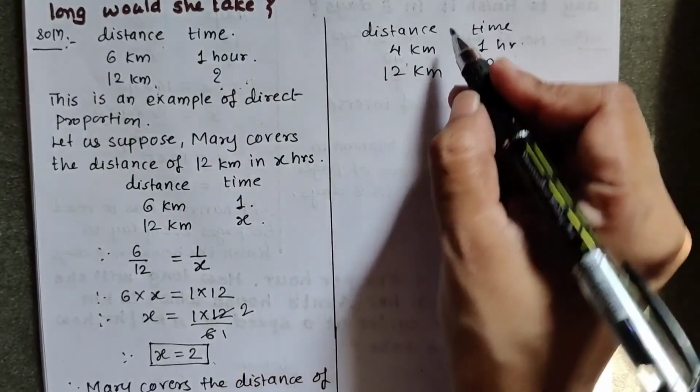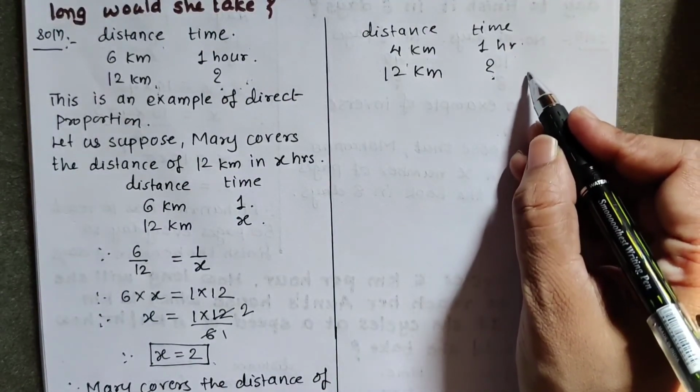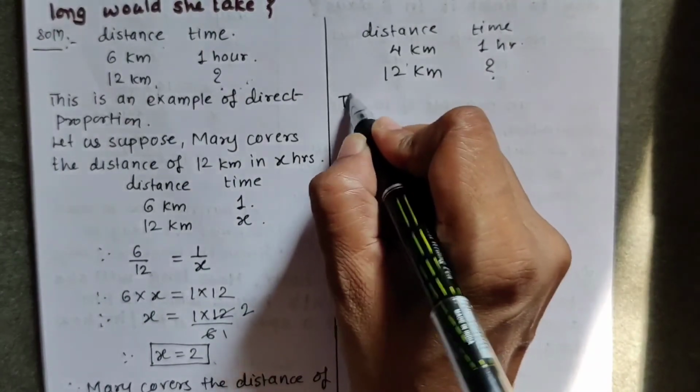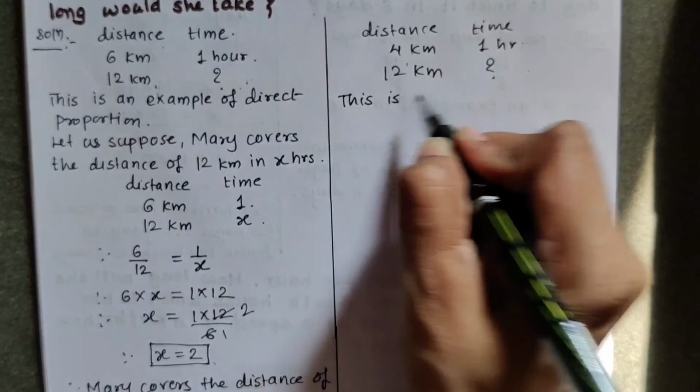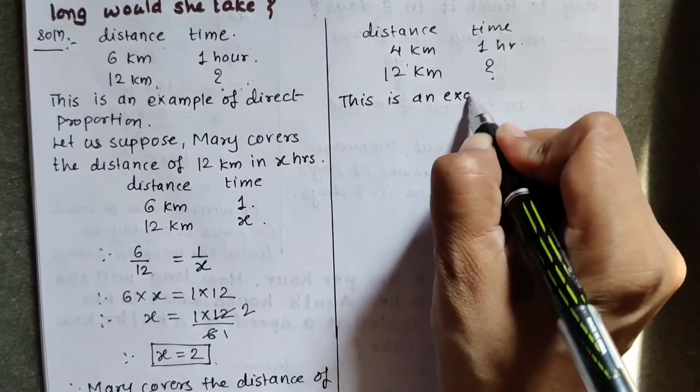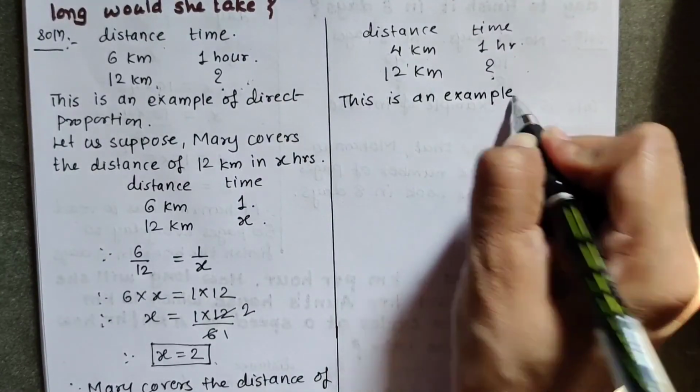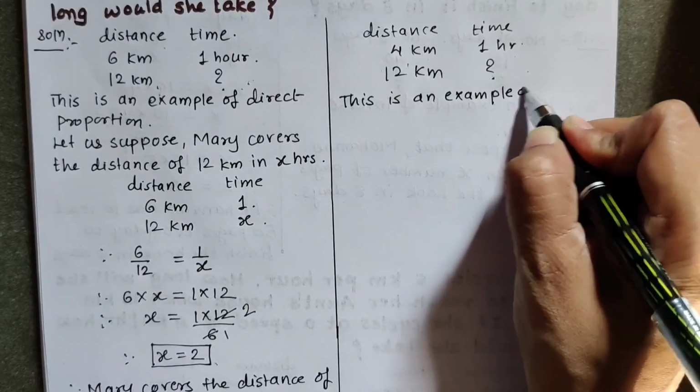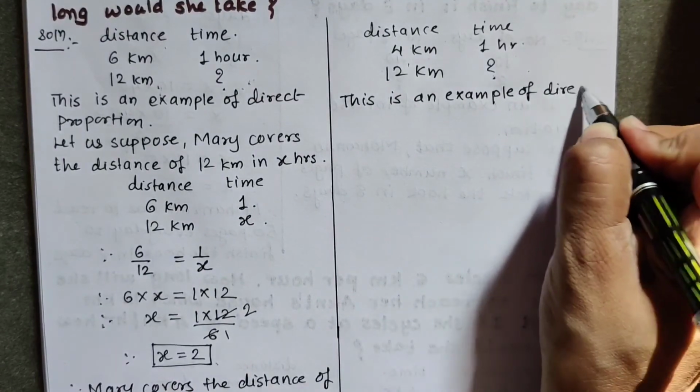So again, when the distance is increasing, the time taken to cover that distance will also get increased. That's why this is an example of direct proportion. Again, both the quantities are increasing. So this is an example of direct proportion again.